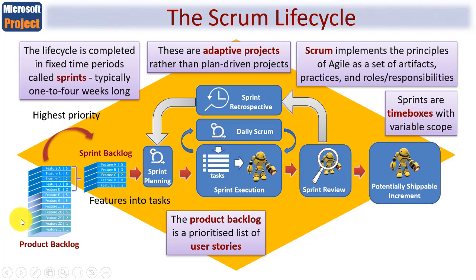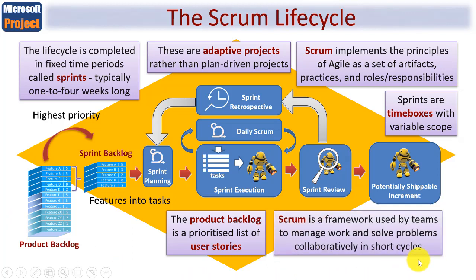Now, since Scrum is a framework used by teams to manage work and to solve problems collaboratively in short cycles, it's of no surprise that what we want to do is to take those prioritized features off the top of the product backlog, and that sublist, if you will, is called the sprint backlog, and after sprint planning, convert these features into products that could be potentially shipped or given to the customer.